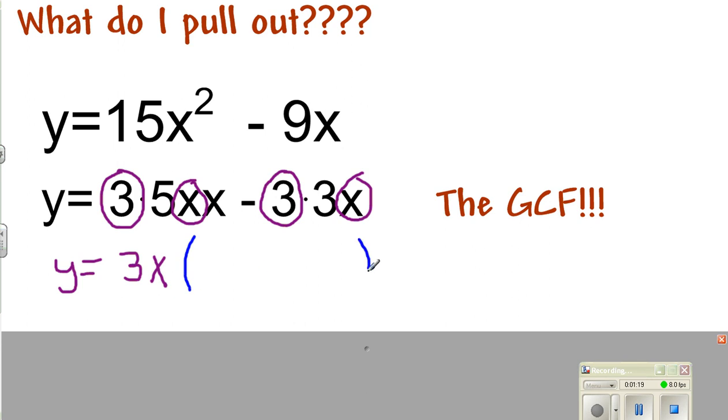When we take out 3x from both terms and put it on the outside, undistribute it, take it away, then this term is left with a 5x, and this one's left with a 3.